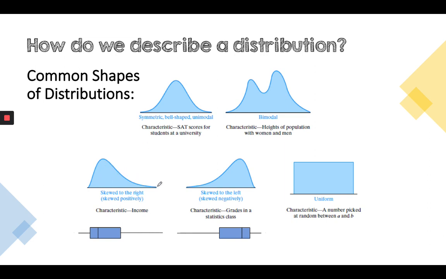Skewed right means it has a tail going out to the right. Another term for that is skewed positively. And then skewed left, you have a tail going out to the left. So you have most of the data over on the right and then a tail going toward the left. That's called skewed left or skewed to the left. And it's also called skewed negatively. Uniform, just kind of flat all the way across.